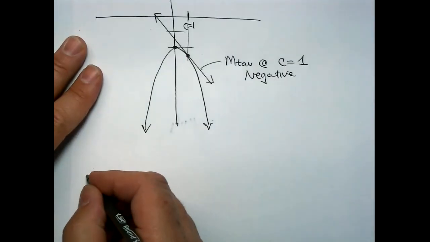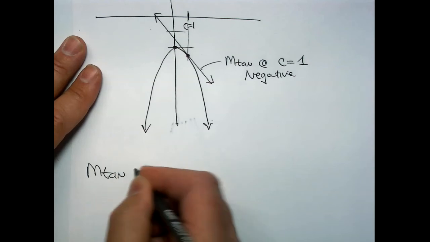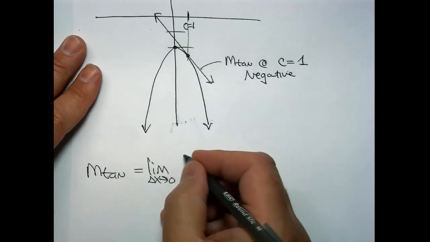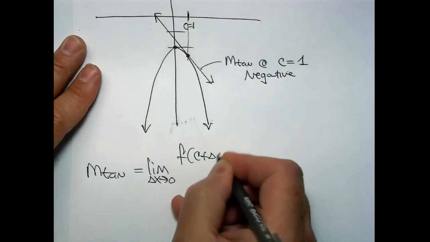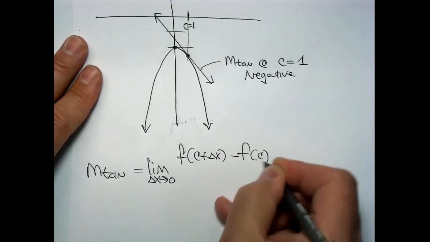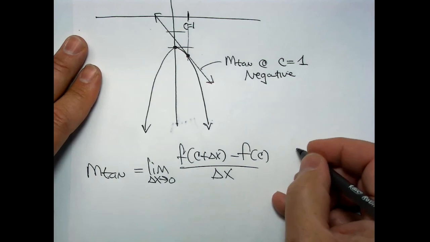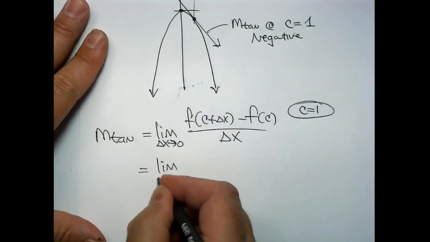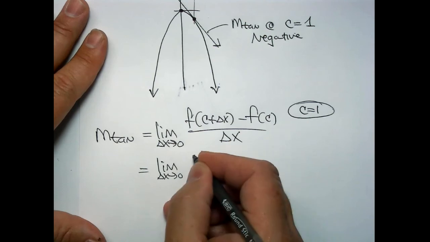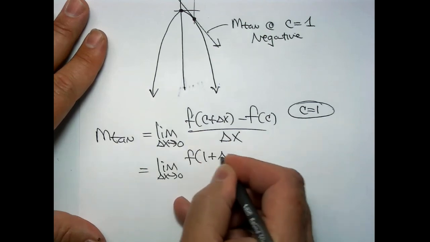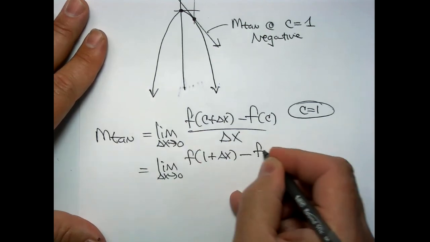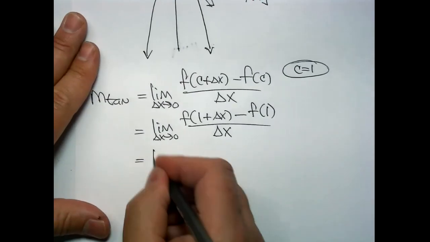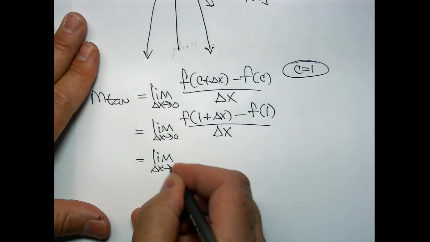So one more example. The slope of the tangent line is a limit process with delta x going to 0 on the secant slope, which is this formula here. Now we can put c in there if you want, c equals 1. So that becomes a limit process as delta x approaches 0 of f of 1 plus delta x minus the f of 1 all over delta x. Continue that limit process, delta x approaching 0.